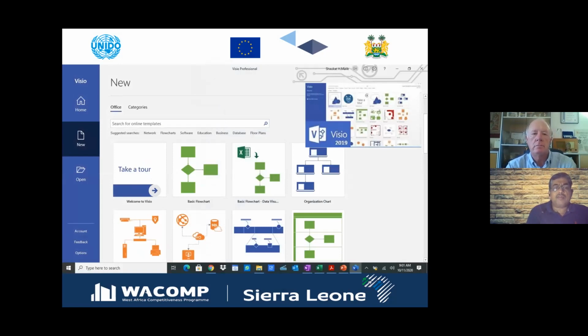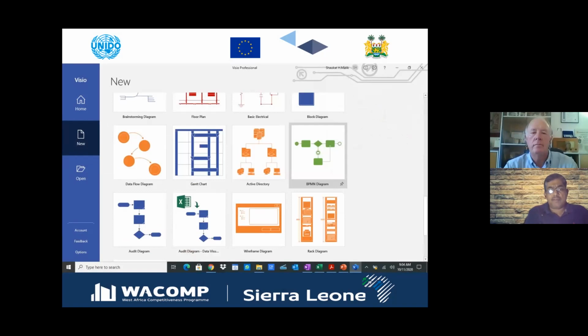This is a good software and simple software. This is Microsoft software, and maybe it is available when you install MS Office; it is freely available with that package. And in this Microsoft Visio software, you can draw all these process maps. This is an image of the Visio software.